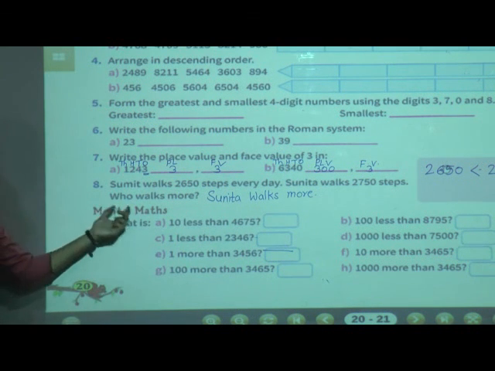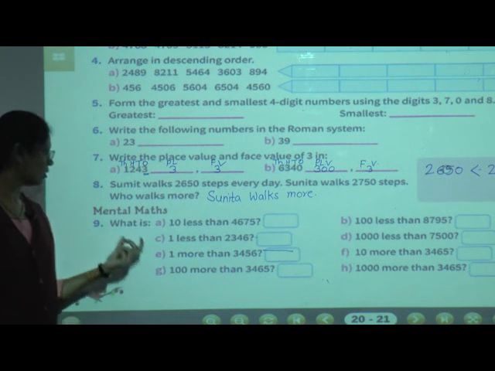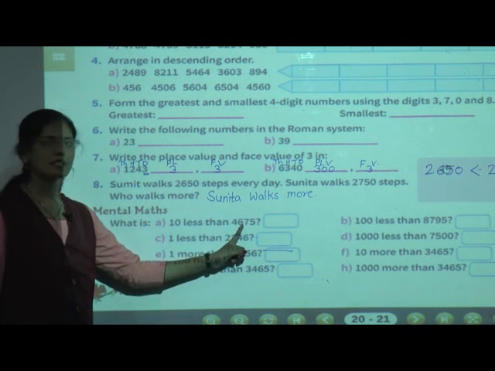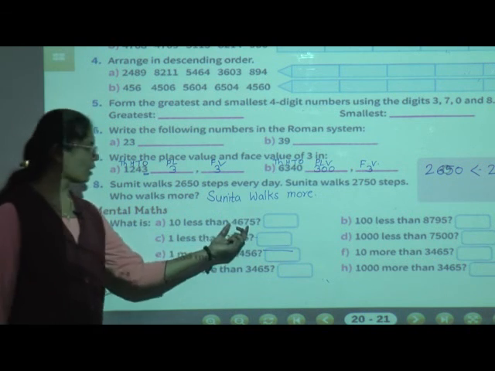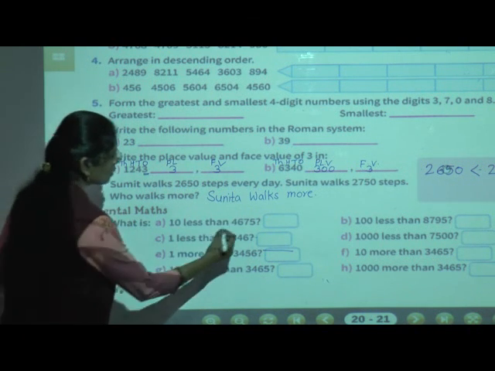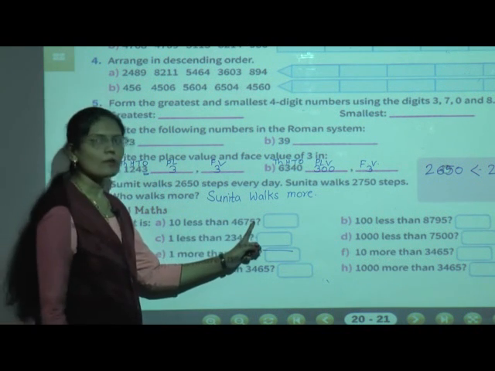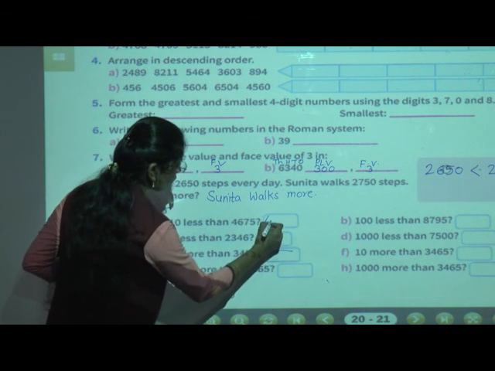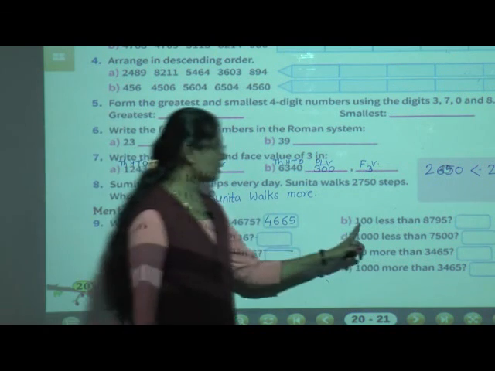Now see the mental maths. Here some questions are there that we will solve now. What is 10 less than 4675? Now what you have to do? You have to do 10 less, means you have to minus 10. So 4675 minus 10. 75 minus 10, do the subtraction. What will be the answer? 4665.